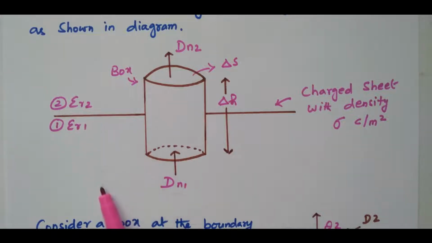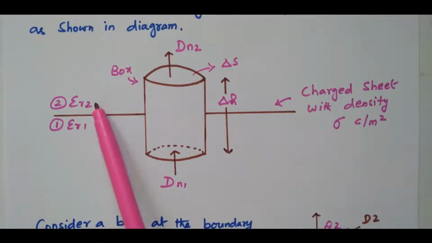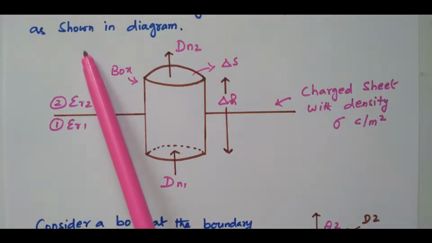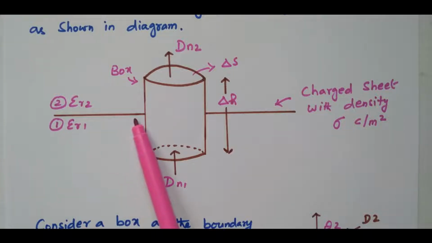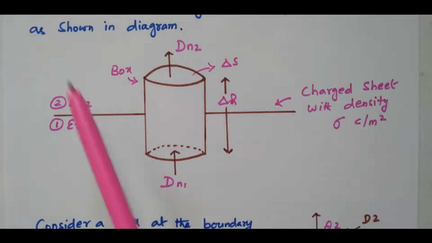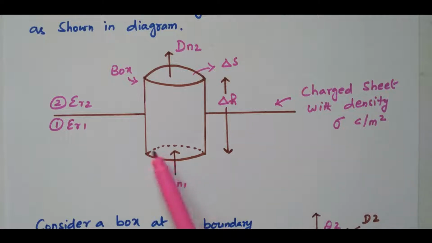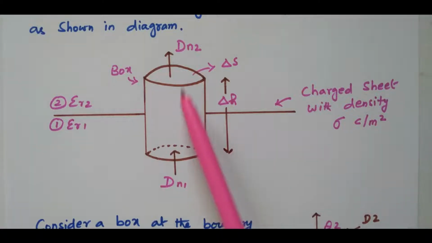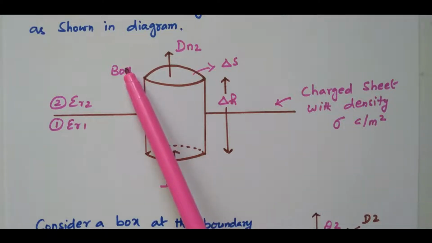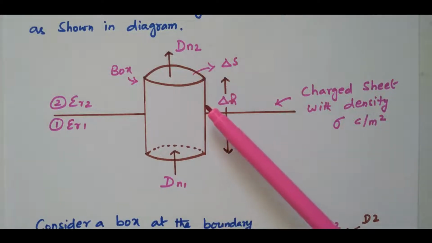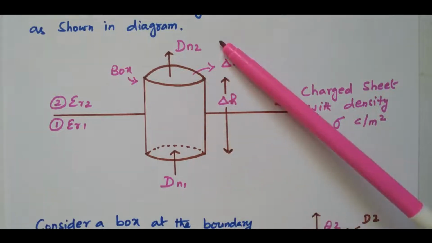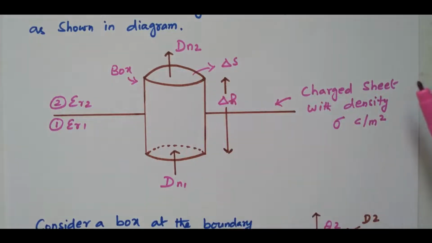Below that we have dielectric material 1. Above that we have dielectric material 2. Both are combined together, and that line is the boundary between the first dielectric and the second dielectric. We place one box such that it encloses both the media. It covers both dielectric 2 as well as dielectric 1. Half is in dielectric 2, half is in dielectric 1.